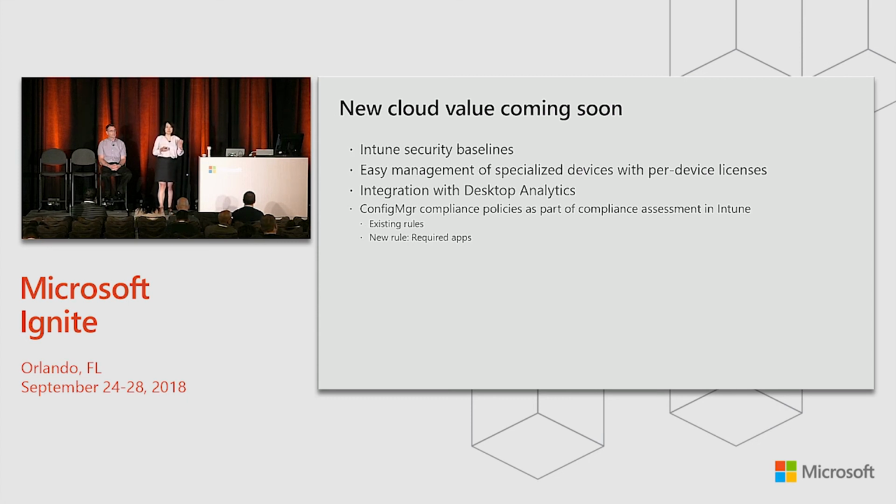ConfigMgr already has a set of rules to do these assessments, such as if you have the latest updates, or we're also adding a new rule called required apps, if your apps are being updated to the latest version. So ConfigMgr has knowledge of that, and if you choose to combine that knowledge, you can do so from the Intune side, and then this information will be sent to Intune and will be aggregated as the final status.